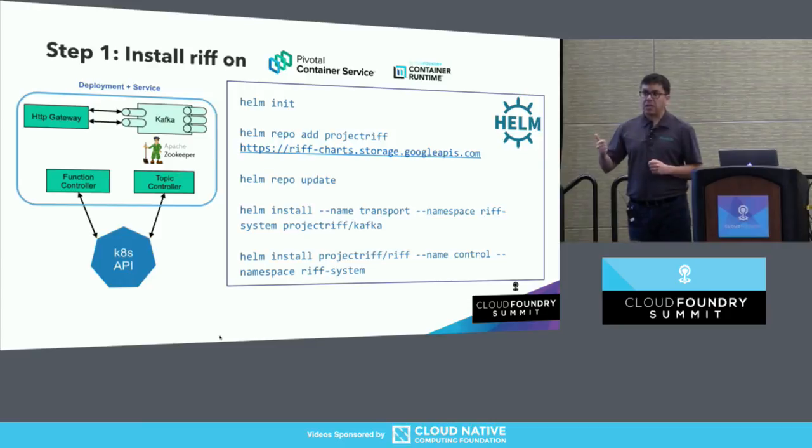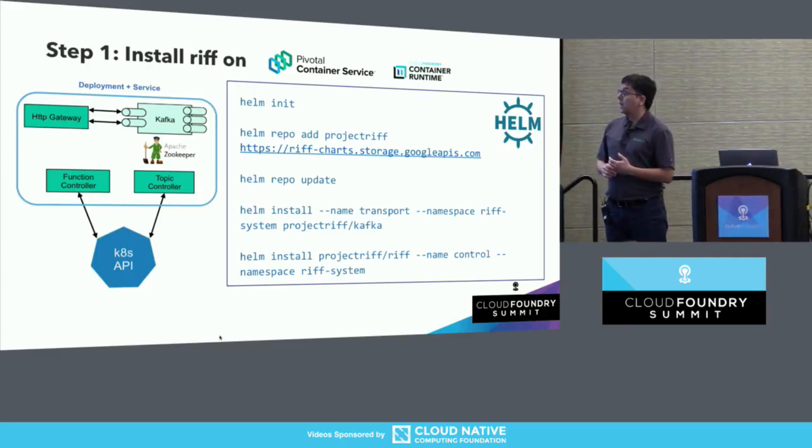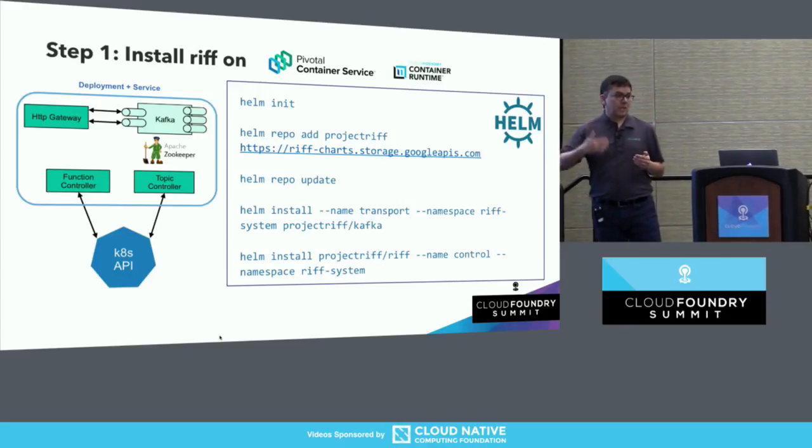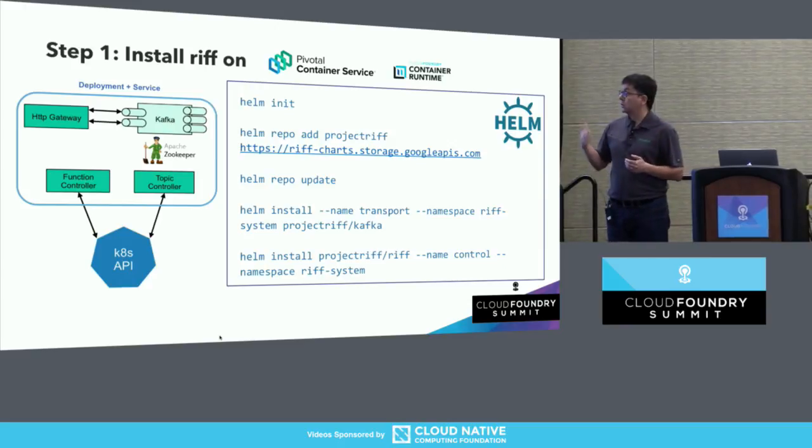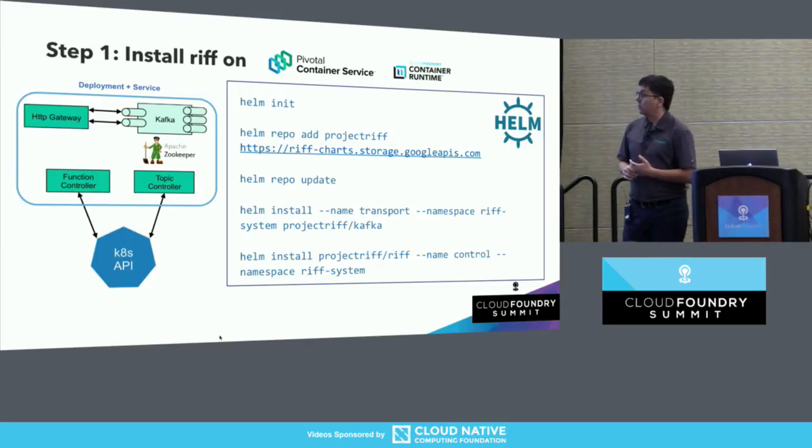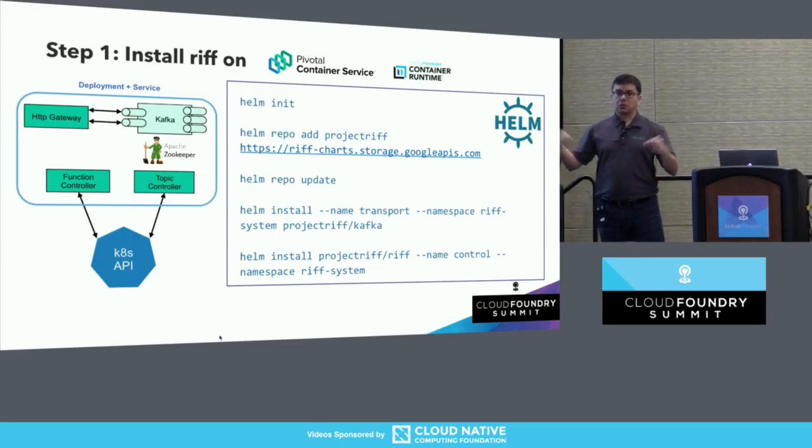The first one is the HTTP gateway, which is the entry point to Riff. It will allow you to process events, either request-reply, if your consumer wants to wait for a response, or just fire and forget. It's your choice. The Kafka and Zookeeper resources are basically the event broker, where all the events are going to come and go. And we have two controllers: the function controller, which manages the lifecycle and scaling of the functions, and the topic controller, which manages the lifecycle of the topics. Let's say you want to create a topic with 10 partitions. That's the function of the topic controller. These two controllers talk to the Kubernetes API to do their job.